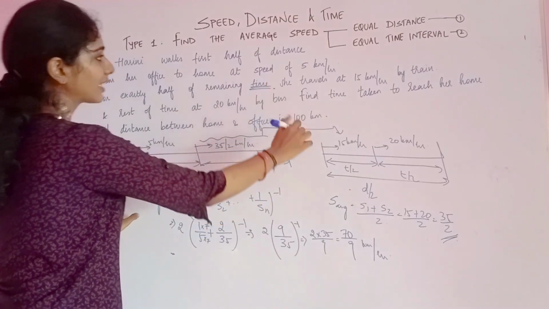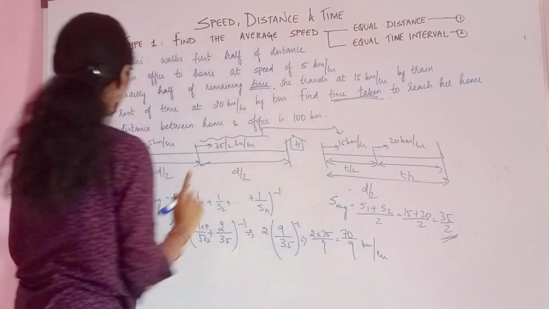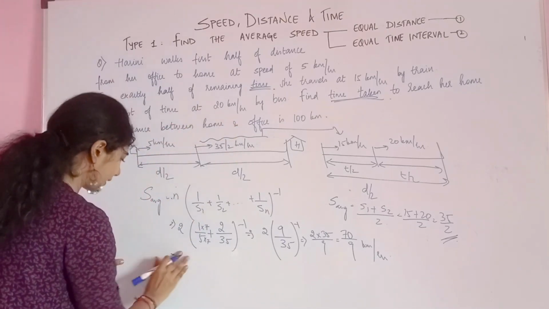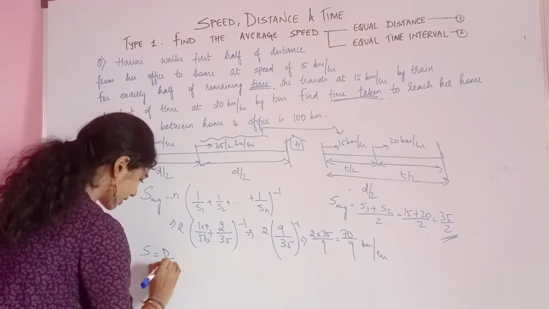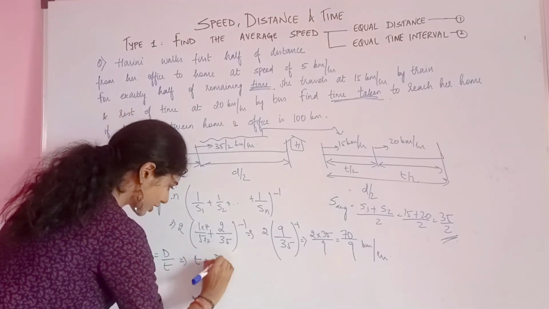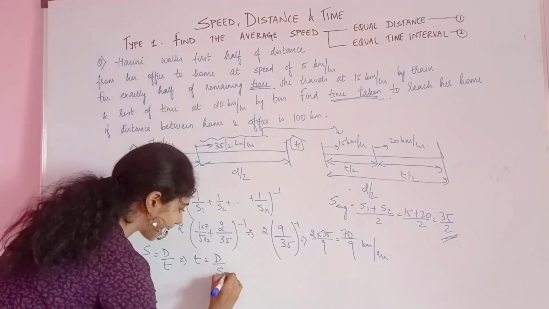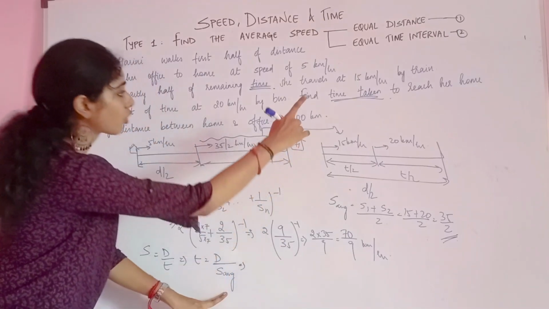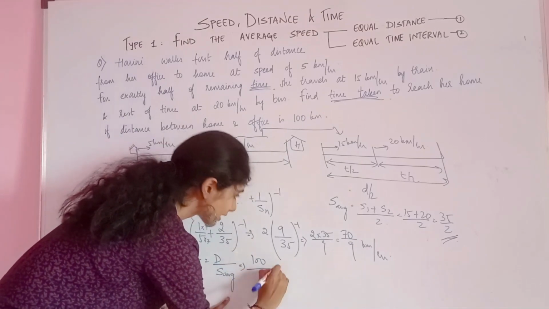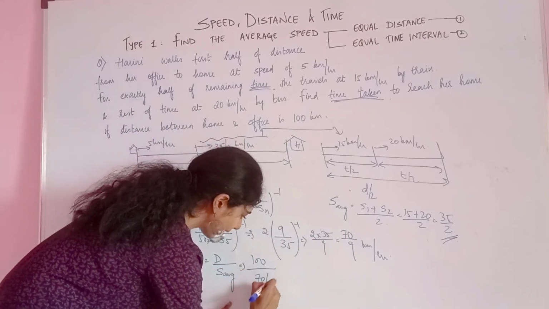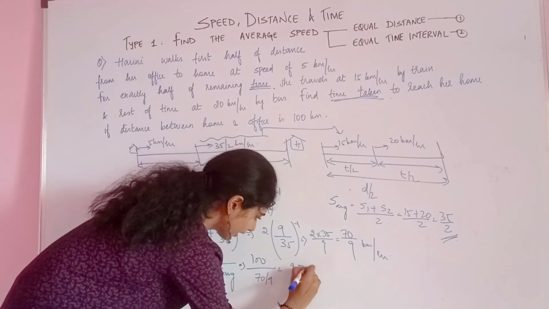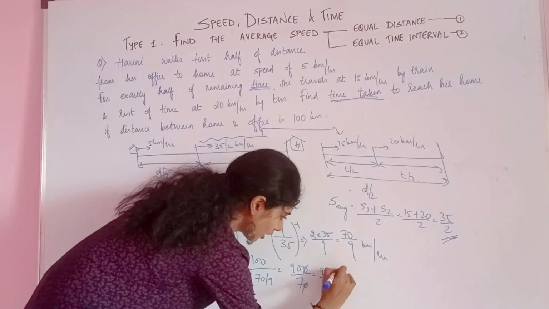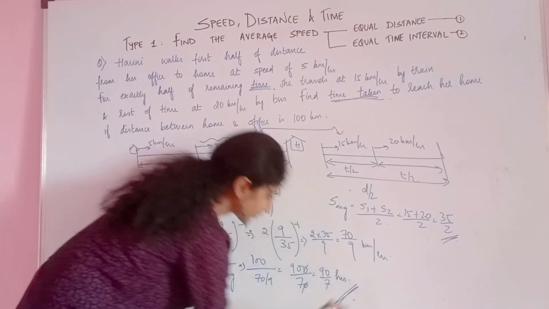They have asked us to calculate the time taken to reach her home if the distance between the home and office is known to be 100 km. Simple question, right? Speed is equal to distance by time. So they are asking us to find the time, which is distance by speed average for the given scenario. So distance is known to be 100 km. The speed average we found to be 70 by 9. So it is nothing but 900 divided by 70, which is 90 by 7 hours. This is the time taken to reach home.